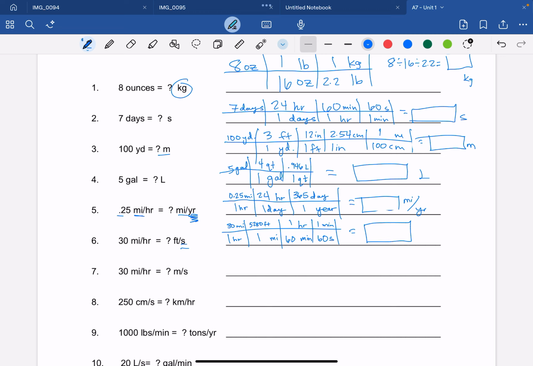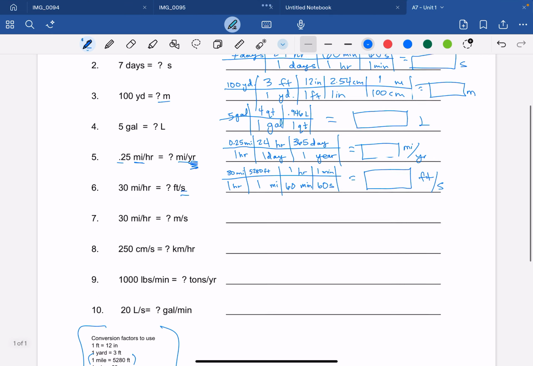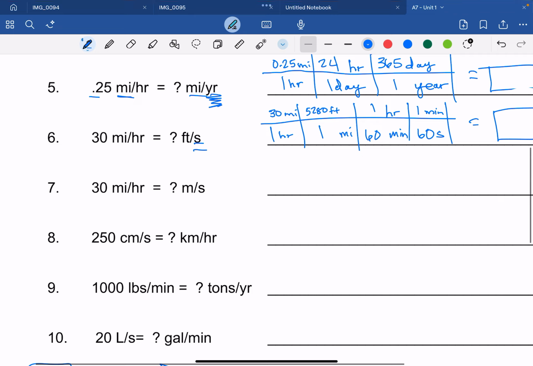30 times 5,280 divided by 60 divided by 60, and your answer would be in feet per second. Okay, number 7, 30 miles per hour.